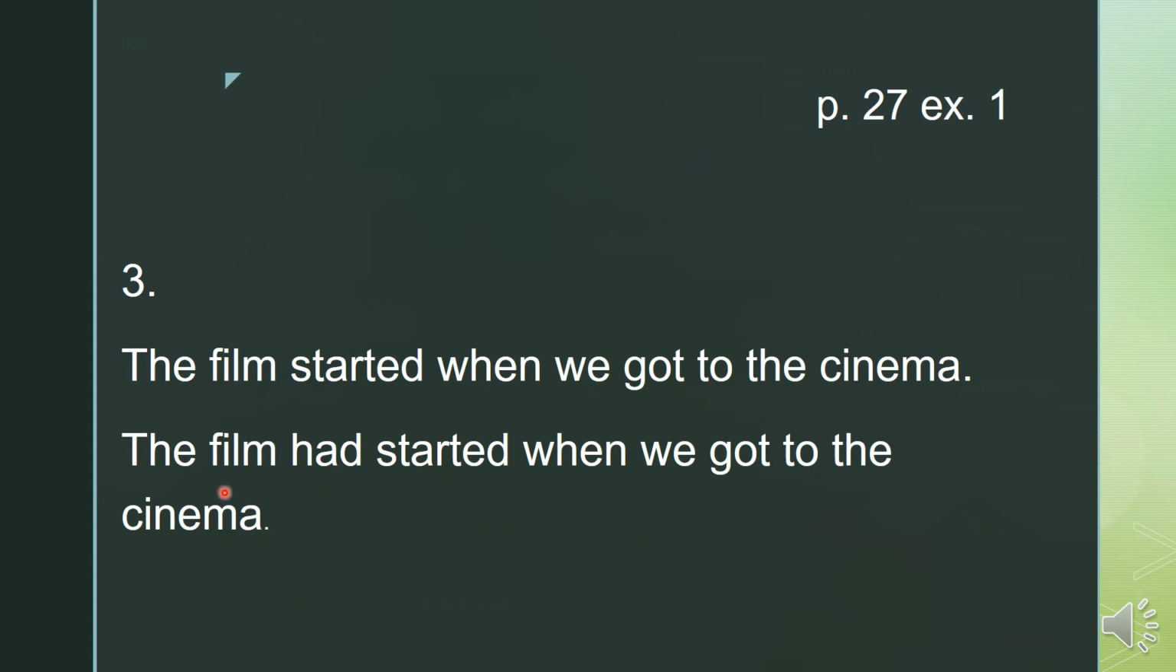What about the second sentence? The film had started when we got to the cinema. Not fun when this happens, but it sounds like we were late to the movie, right? We arrived to see the movie. Maybe there was traffic, maybe somebody was running late, we had to wait for that person. But when we got to the cinema, the film had already started. Maybe we missed the first 5 minutes or 10 minutes, something like that.